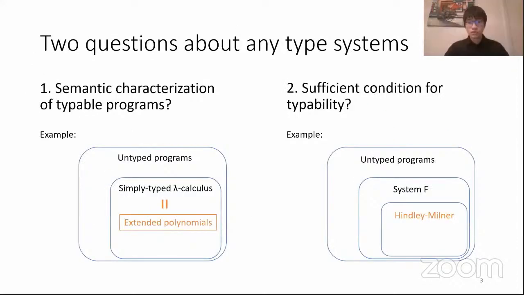For any type system, we can ask 2 questions. The first is how can we semantically characterize typable programs? For example, in the simply typed lambda calculus, its typable fragment is known to precisely correspond to the set of extended polynomials. The second question is, what is an easy to understand sufficient condition for typability? For example, type inference of system F is undecidable, but there is an easy to understand sufficient condition for typability in system F, namely the Hindley-Milner type system. In this paper, we ask the same 2 questions for ARA.